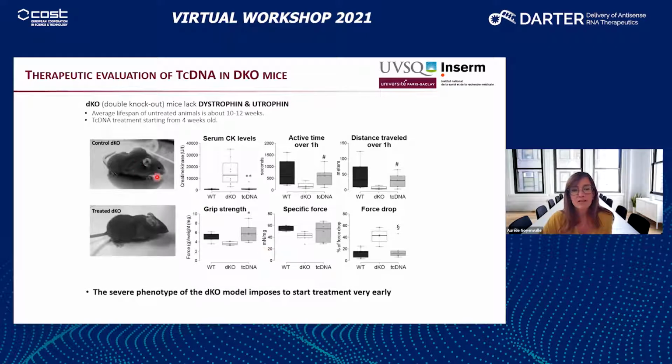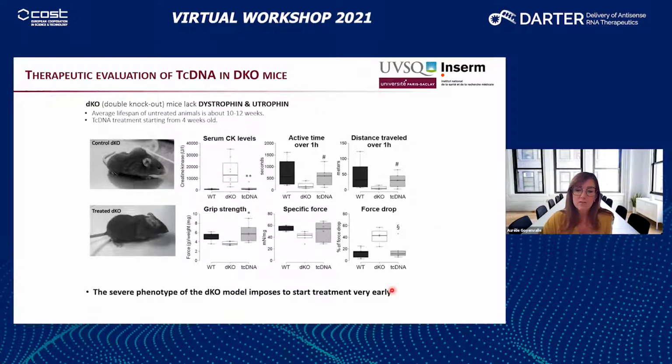What is nice with a mouse that has a severe phenotype is that it's really visual, so you can definitely see the phenotype. The mice have a lifespan of about 10 to 12 weeks, and they look like that already from 8 weeks of age. So you can clearly see the effect of your treatment when you start treating the mice, and you can see it straight away. The other advantage is that you can do other types of measurements, like looking at the active time, because here it would be very obvious that the double knockouts are clearly much impaired compared to the wild type, or the distance traveled. You can do all the other tests that we are also doing in the MDX.